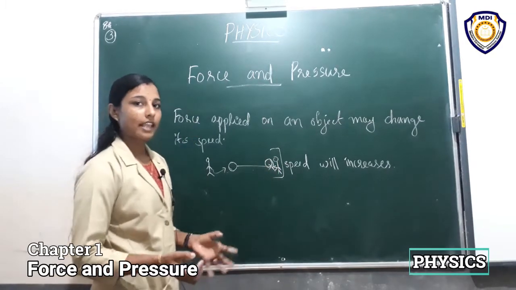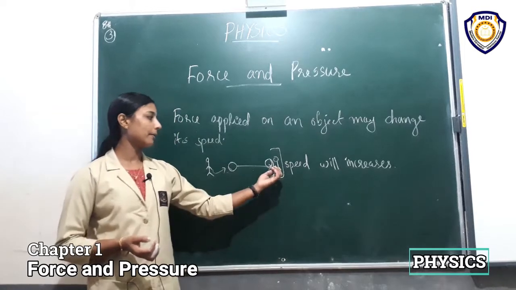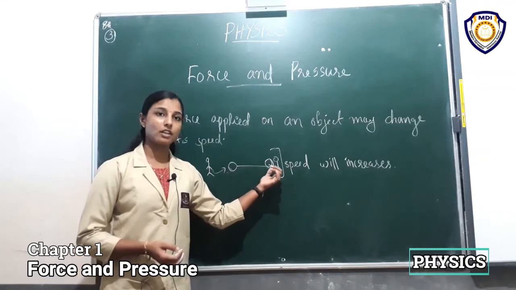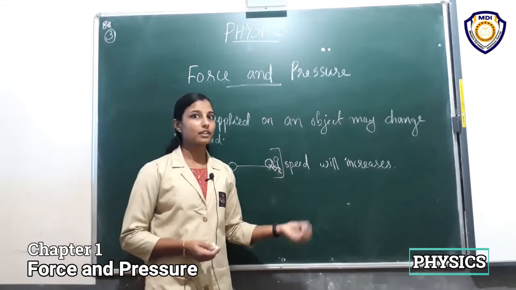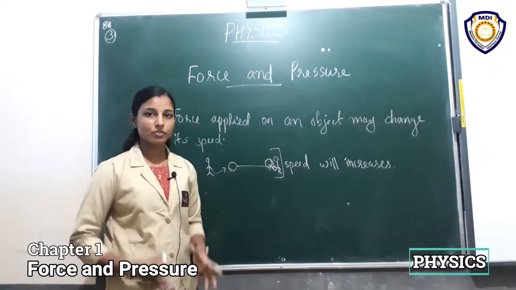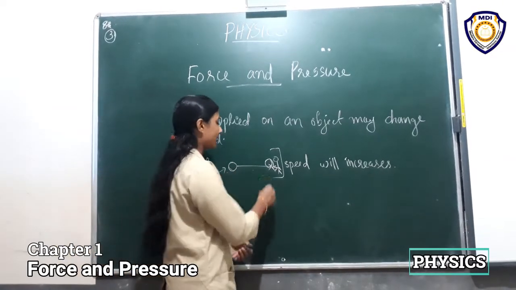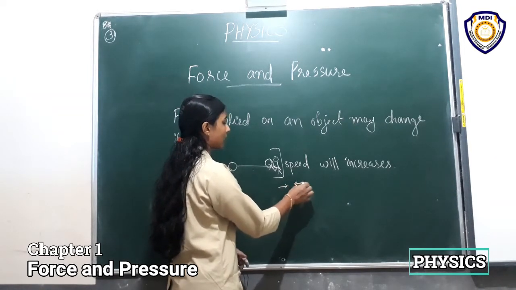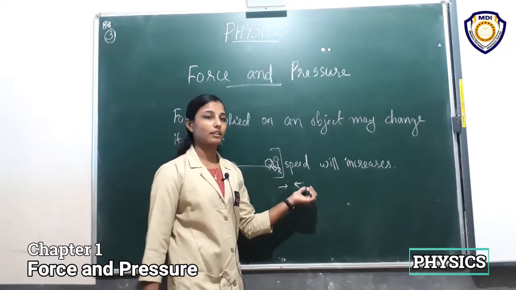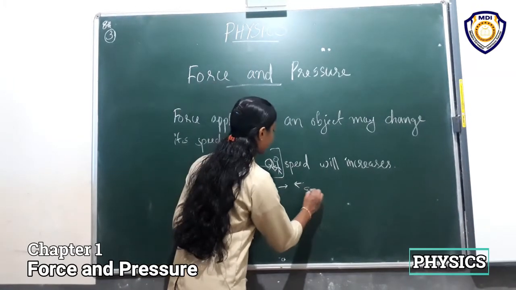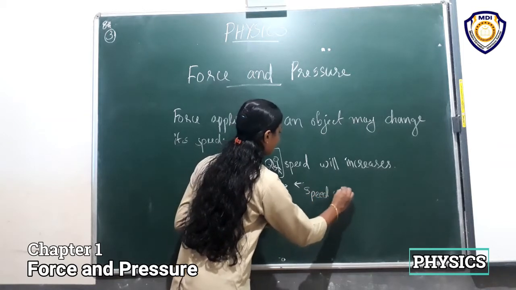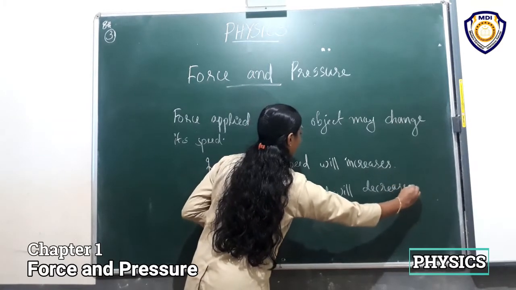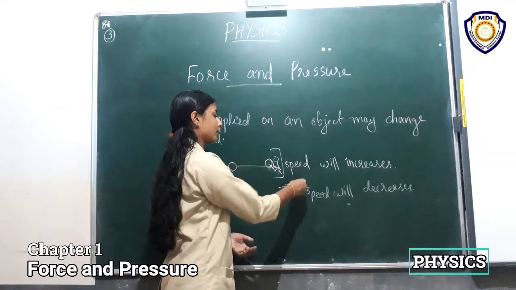While catching the ball, the keeper applies a force which is against the direction of the motion of the ball, right? So what will happen? The ball comes to rest. So if the applied force is opposite in direction, then the speed will decrease. Speed will decrease. Okay.